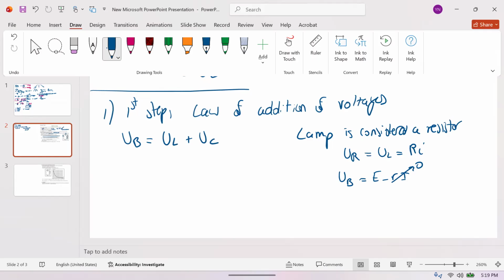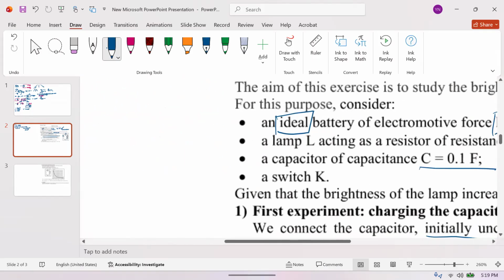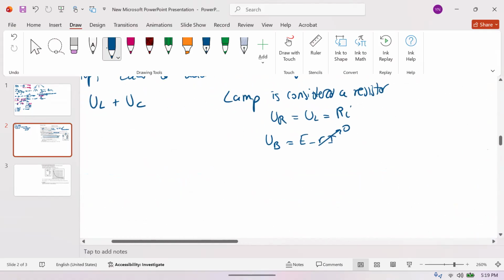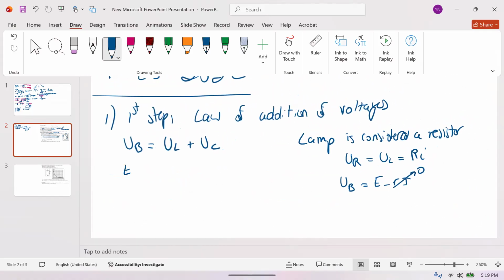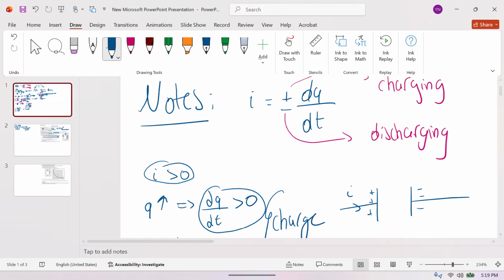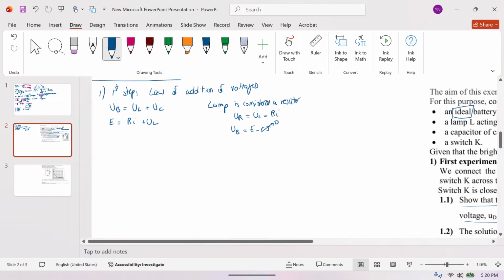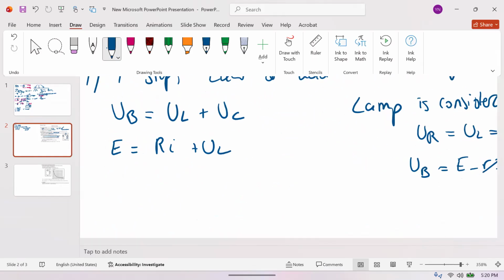Now, the first question that pops up to a student's mind is, why don't we replace UC too? Because they want the differential equation here to be in function of UC. So I'm not supposed to replace UC. So U of the battery is E, UL, which is the resistor Ri, plus UC. Now, the first thing that I said before is you're supposed to have a Q, or I, or UC. You cannot have two variables in the same differential equation. So since we're choosing UC now, we have to replace I by something. I cannot have I and UC at the same time.